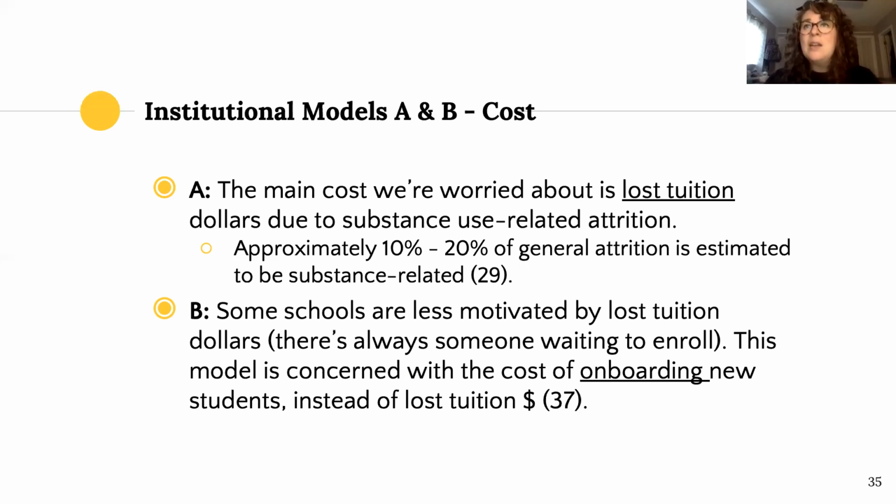Institutional model B, we're not taking into account lost tuition. Instead, we're taking into account how much it costs to onboard a new student. So new student orientation, all of those different compliance modules that a new student has to do, those are not free, right? Those are not free to create, to maintain, to administer to students, to hold them accountable for that stuff. So it's a lot less than tuition, but we're taking into account just those costs instead.